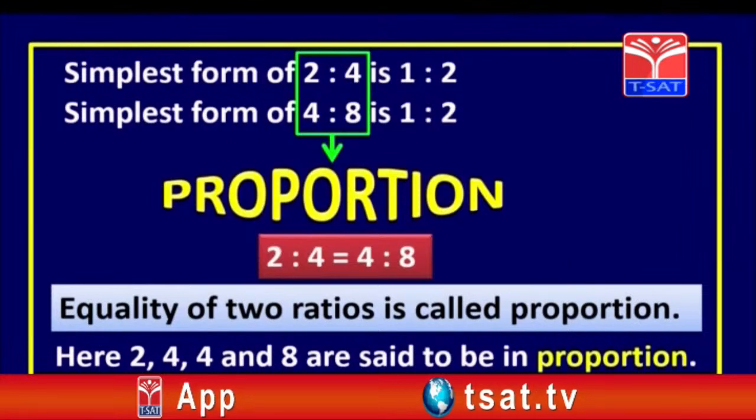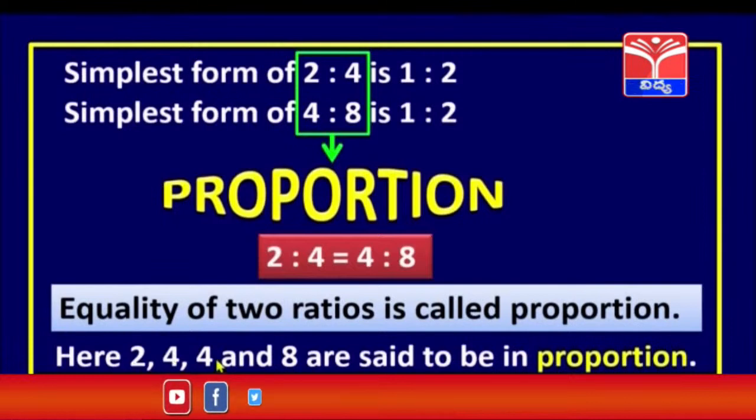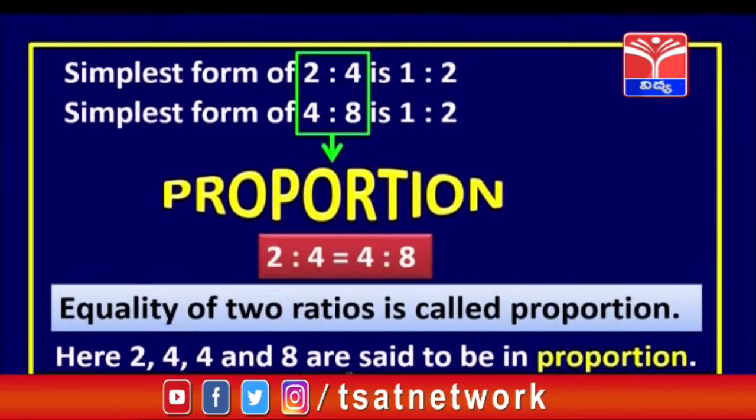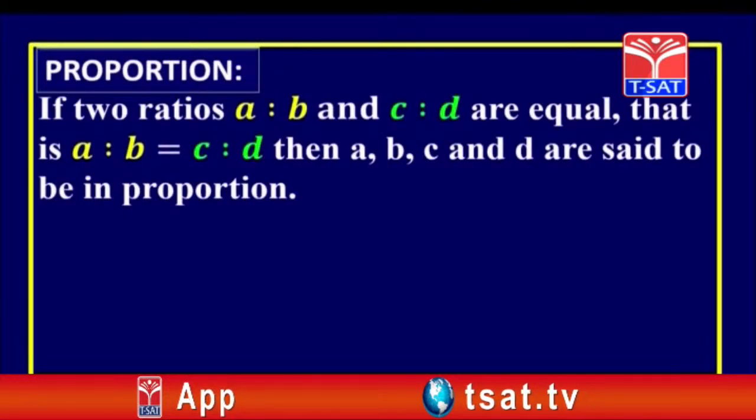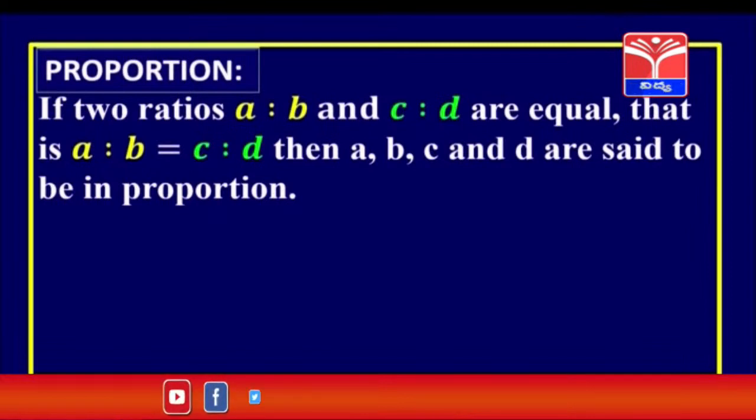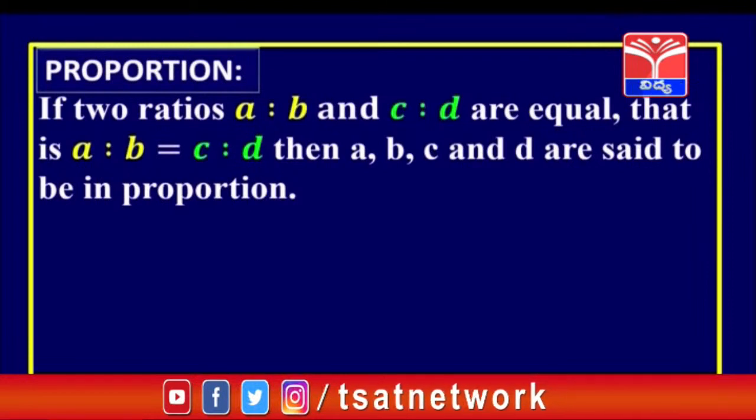And children, it is very important to note that the order is very important here. Here 2, 4, 4, 8 are said to be in proportion. You cannot change the order of these numbers. I hope you understood, children. Now let us understand what exactly proportion means. If two ratios A:B and C:D are equal, that is, I can write A:B equal to C:D, then A, B, C and D are said to be in proportion.